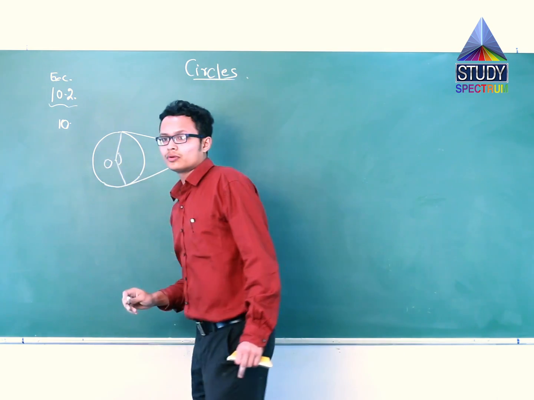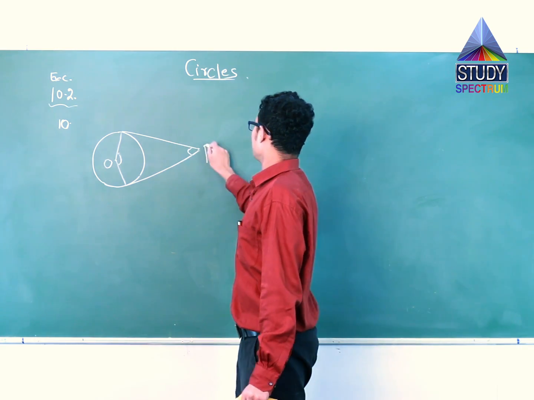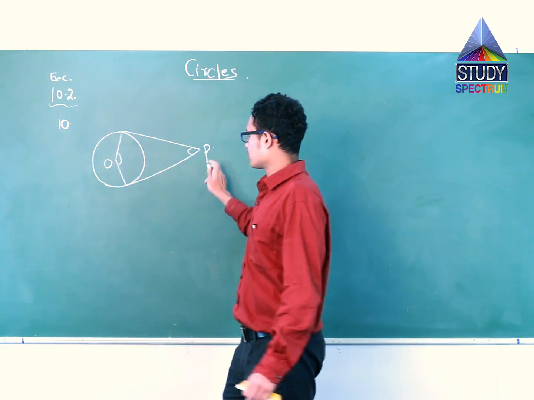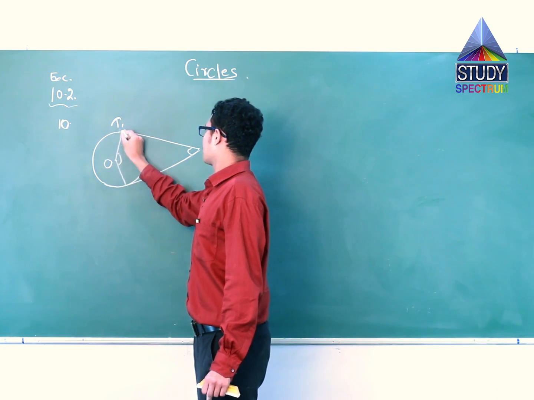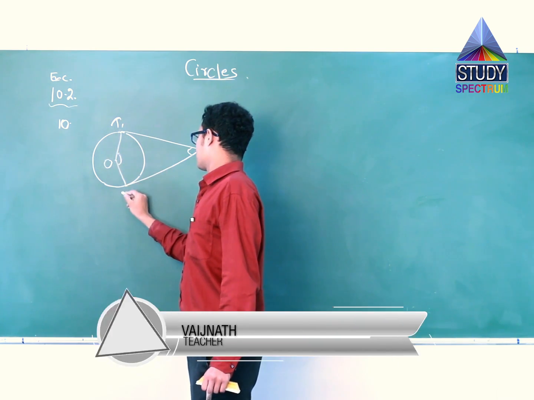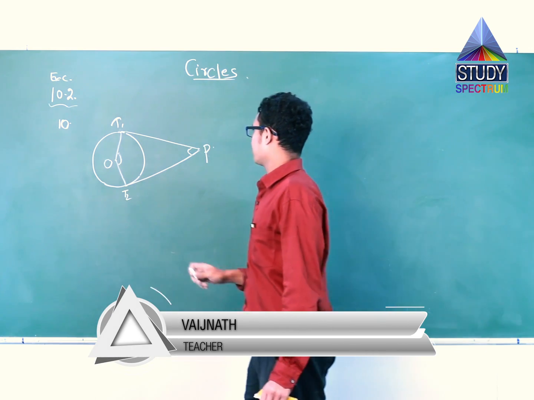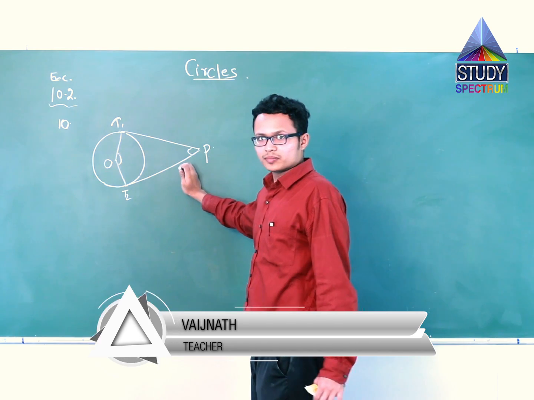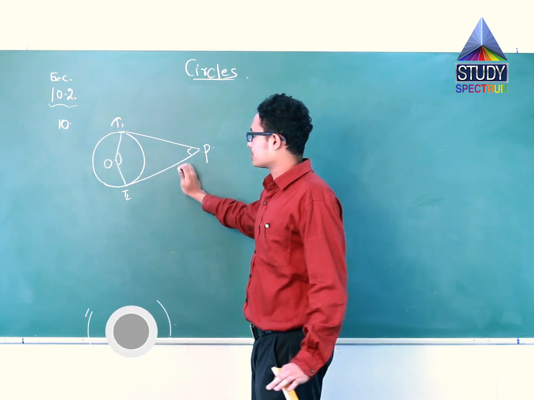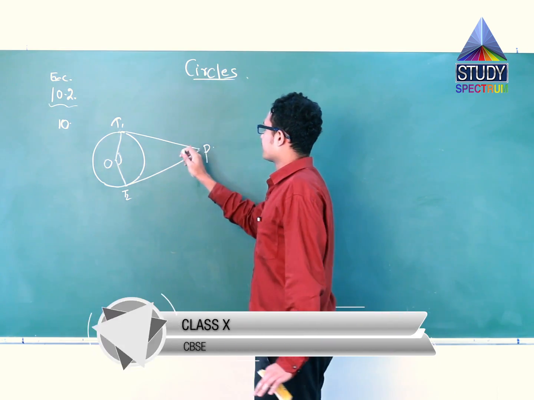Let me indicate the center by O and say point P, which is external to the circle. Let me indicate this point as T1 and this point as T2. This is again a very easy problem. We know that the sum of all the angles in a quadrilateral is 360 degrees. Let me write that first.